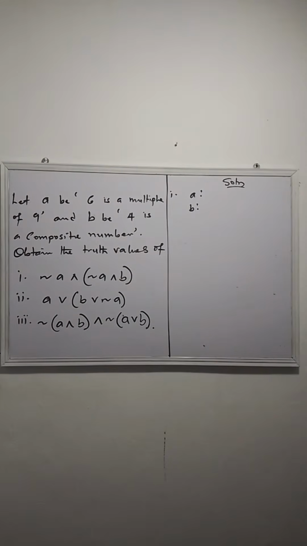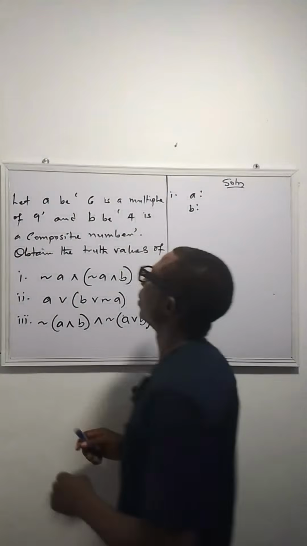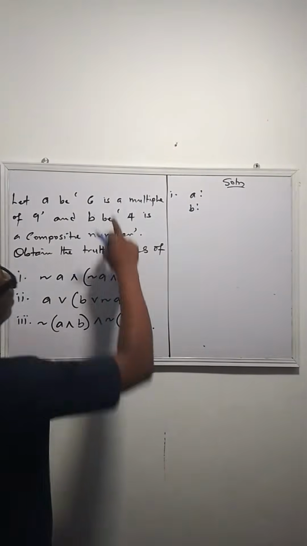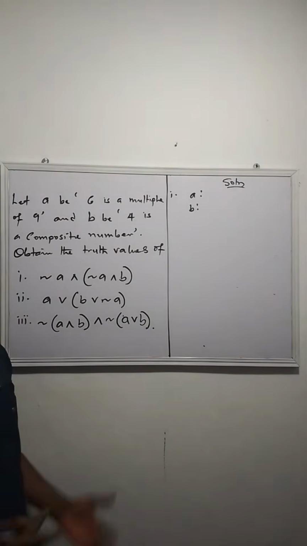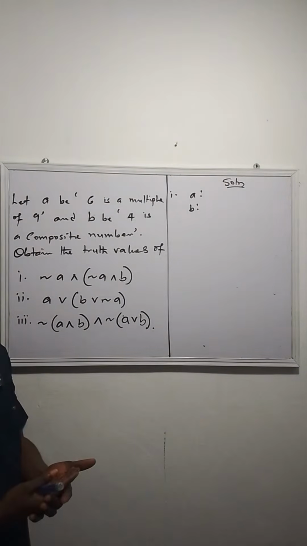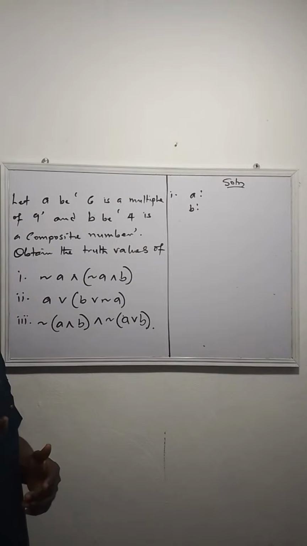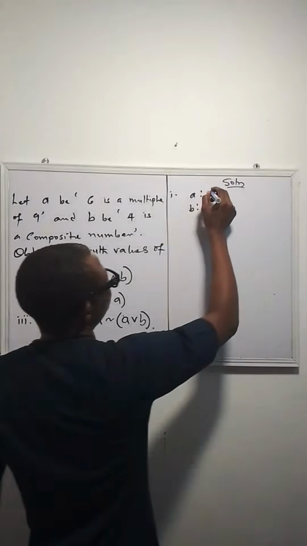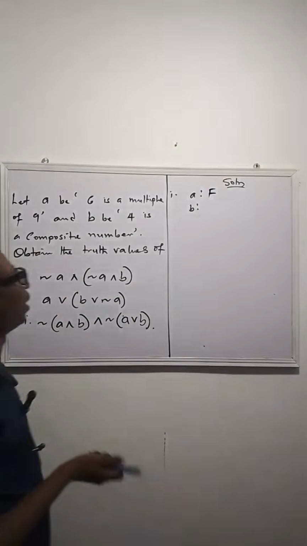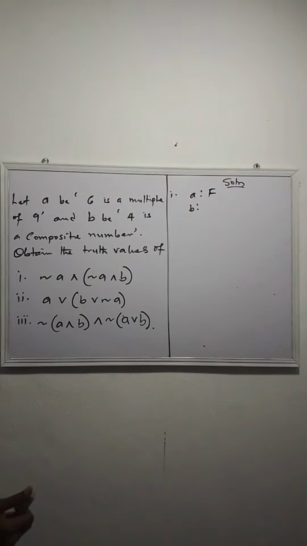All right, so now can we do this? Let's look at the problem together. Now, A: 6 is a multiple of 9. 6 cannot be a multiple of 9 because 6 is less than 9, so it can't be a multiple of 9. So that means it's false that 6 is a multiple of 9.